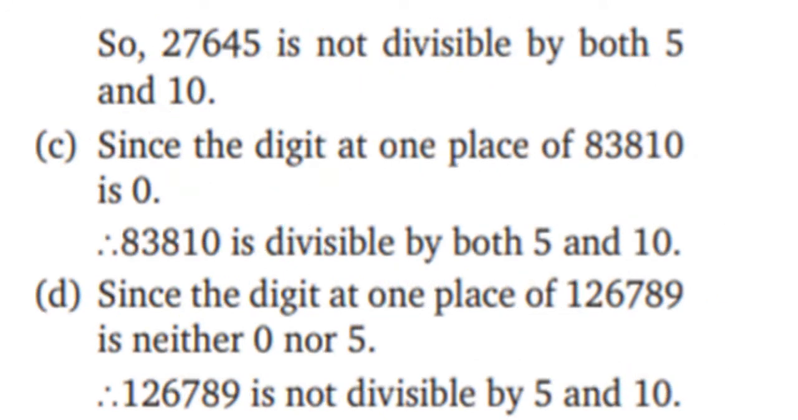So 27,645 is not divisible by both 5 and 10. So C part, 83,810. Since the digit at one's place of 83,810 is 0, therefore 83,810 is divisible by both 5 and 10. Okay, now D part, 1,26,789. So since the digit at one's place of 1,26,789 is neither 0 nor 5, therefore this number is not divisible by 5 and 10.